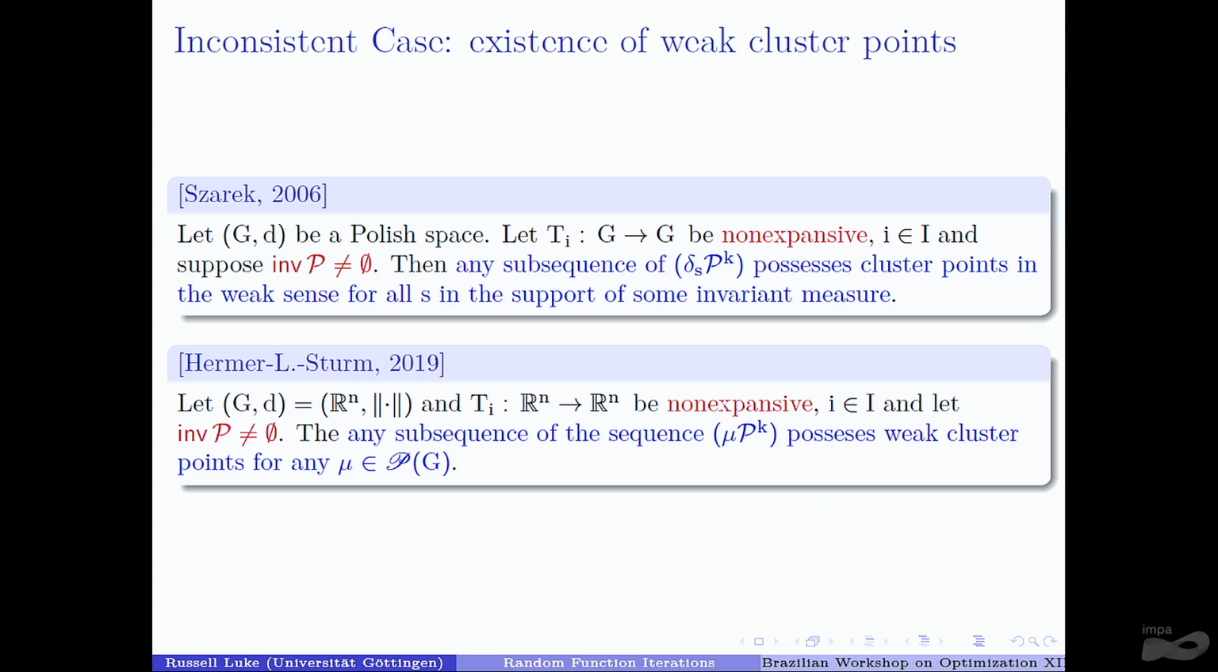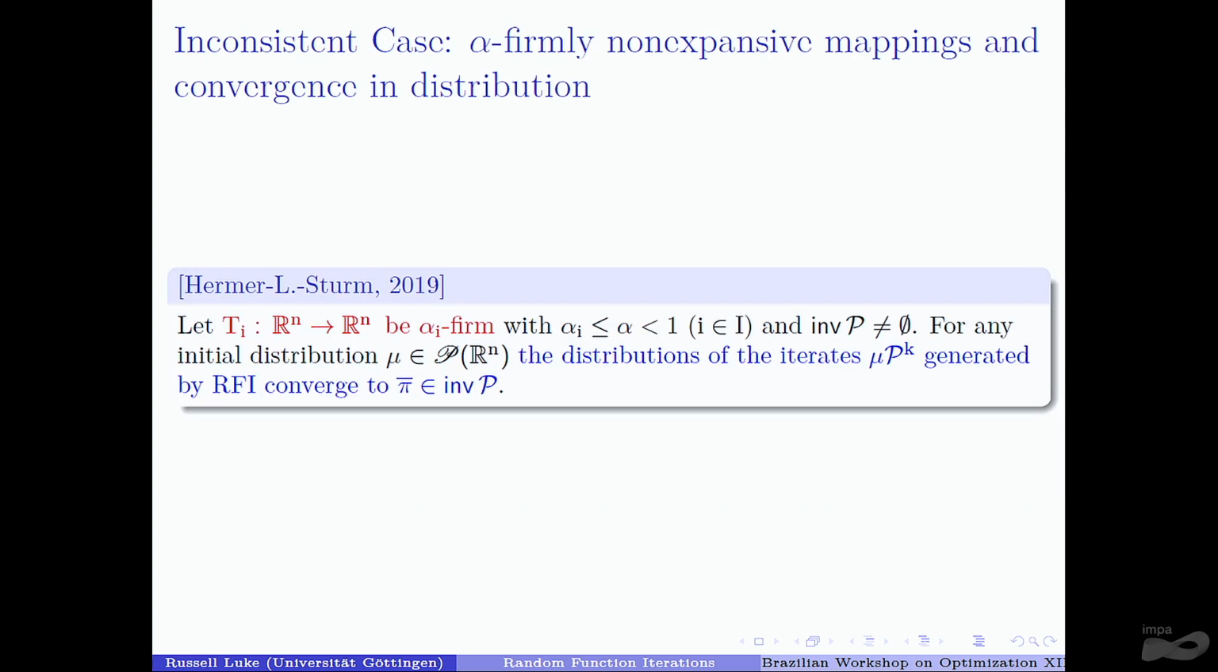This is very general, but if we say that our measure or metric space is just the Euclidean space, R^n, then in fact, you can start with any probability measure, and your sequence possesses weak cluster points. So that's the advantage of coming to this simpler space, which is sufficient for all of our applications. If we up the regularity of these mappings to alpha firm, then for any initial distribution, you don't have to know anything about the support of these guys, the distributions of these iterates generated by the random function iteration converge. They actually converge to a point there. So we get convergence.